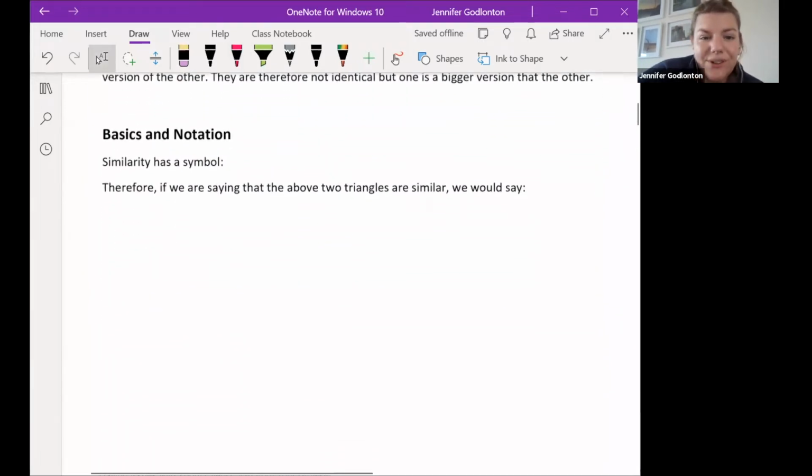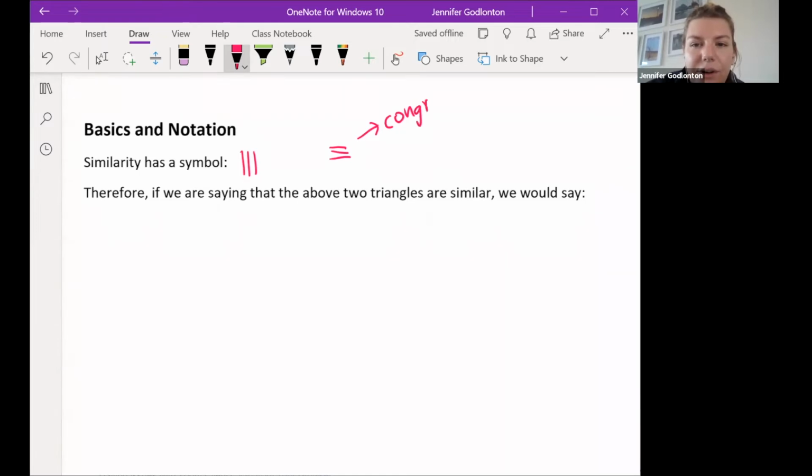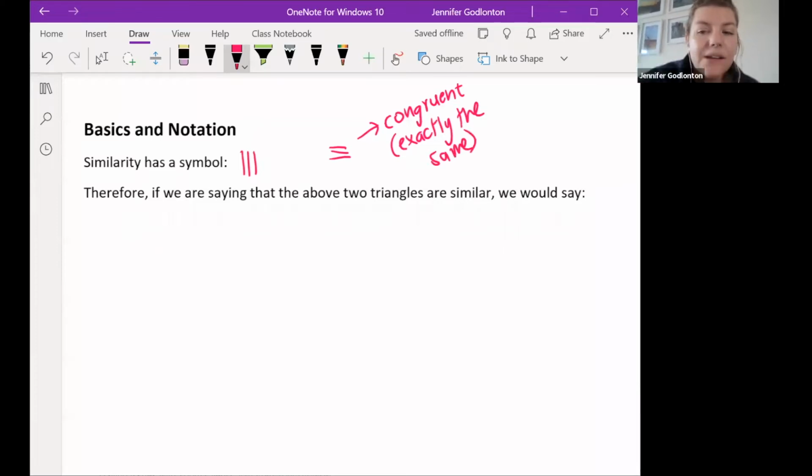Okay. So similarity has a symbol which is very similar to congruency, except that congruency are 3 lines that are horizontal, and similarity are 3 lines that are going up. So just a reminder for everyone, those 3 lines, that means congruent, okay? And congruent means that they are exactly the same. So I could cut one shape up and I could put it on top of the other shape and it would be identical, okay? So these 3 horizontal lines, those are congruent lines, and these 3 vertical lines, those are our similar lines.